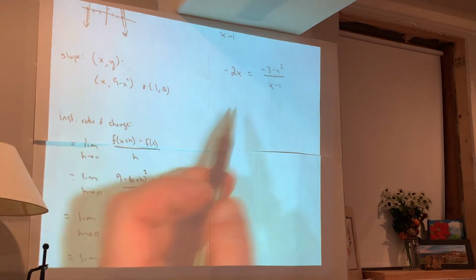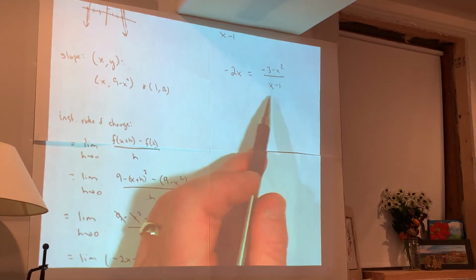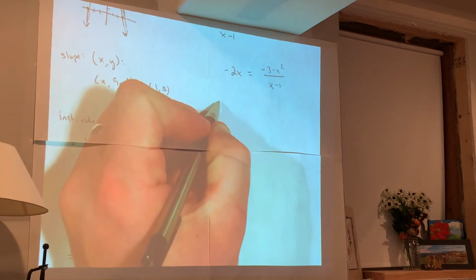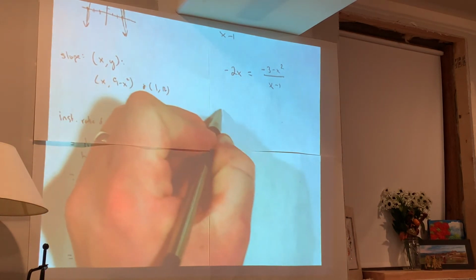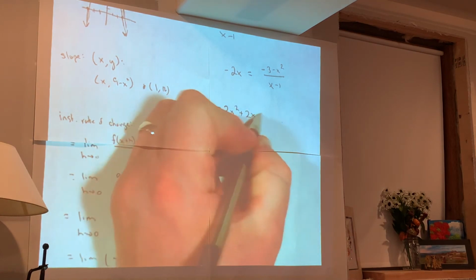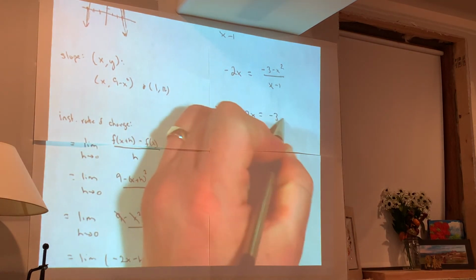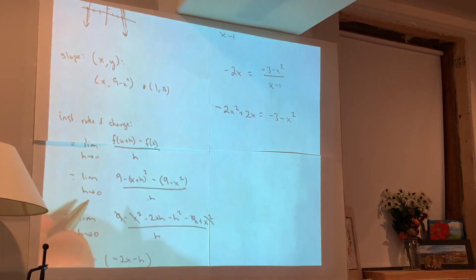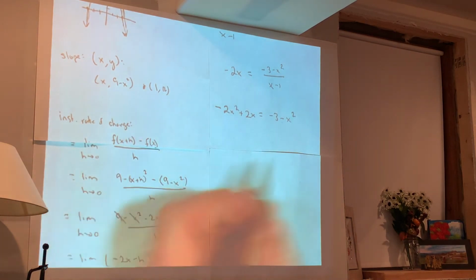So we're going to go ahead and get rid of this denominator by multiplying both sides by x minus 1, and I'll distribute at the same time. You should end up with negative 2x² + 2x equal to negative 3 minus x². All right, so let's finish solving.